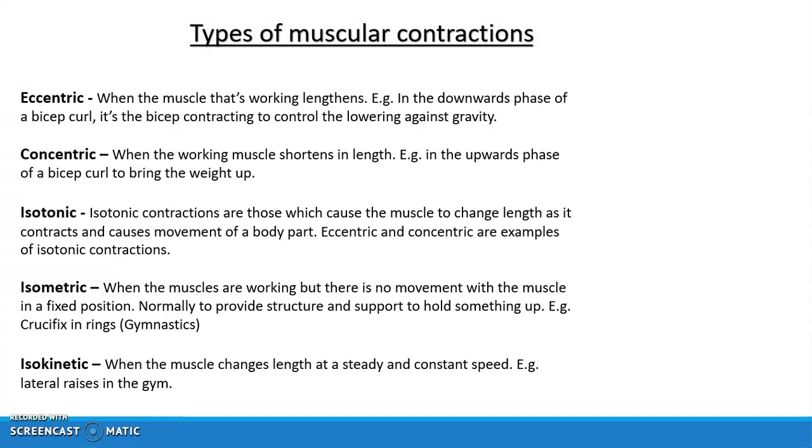Isometric contractions are when the muscles are working but there is no movement or change in muscle length, so it's in a fixed position, normally to provide structure and support to hold something up, for example the crucifix on rings in gymnastics, as you're staying in a steady position, but it still requires a lot of force.